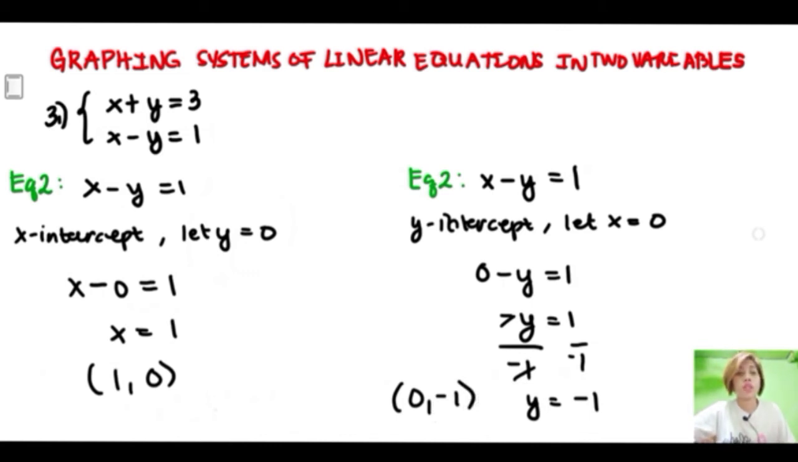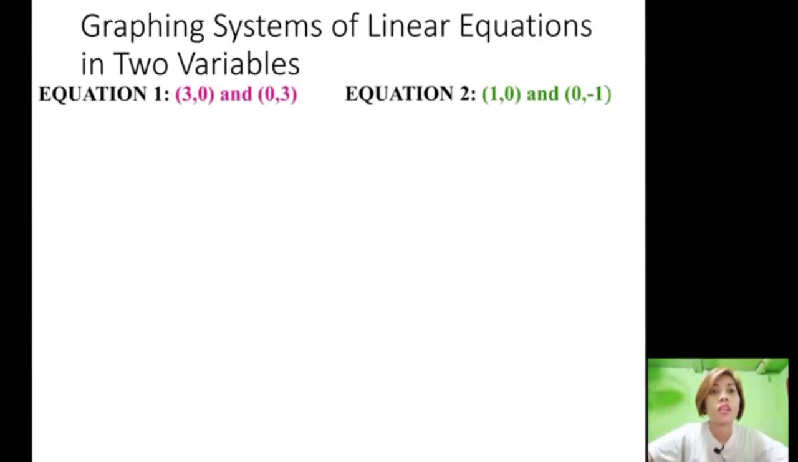So, tandaan po yung mga nakuha nating x and y intercepts kasi po i-graph po natin yan. So, yung sa equation 1, yung nakuha nating intercepts are 3, 0, and 0, 3. And then sa equation 2 naman ay 1, 0, and 0, negative 1.